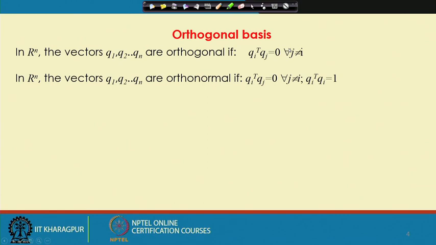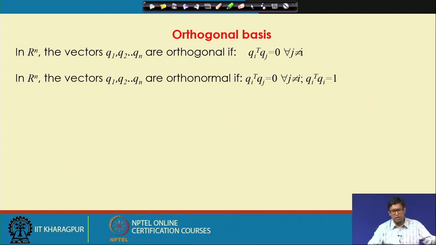So, in Rn, these vectors q1, q2, ..., qn will be called orthogonal if qi transpose qj is equal to 0, if j is not equal to i. The vectors q1, q2, ..., qn are called orthonormal if they are orthogonal along with qi transpose qi equal to 1, that means length of each vector is equal to 1.